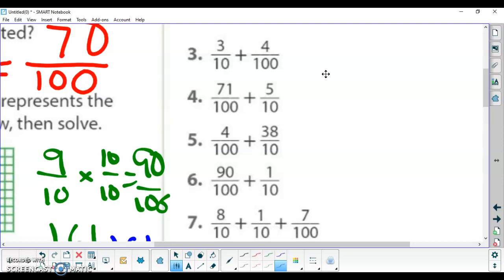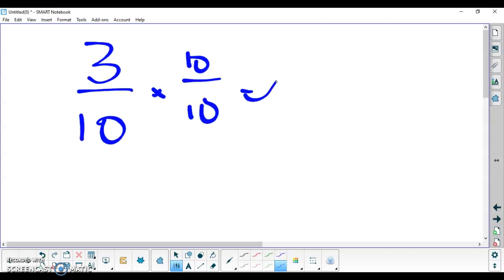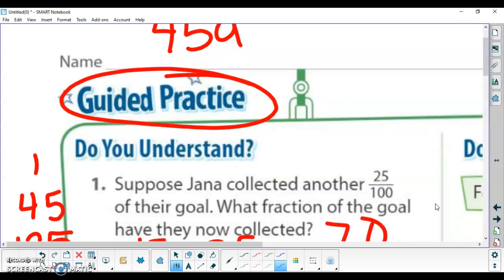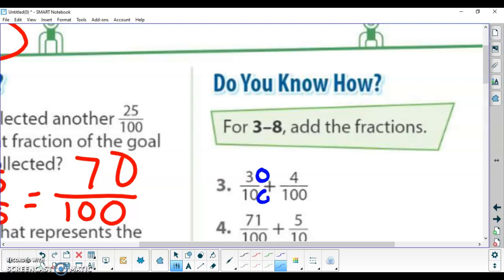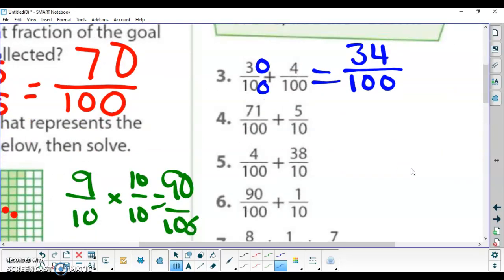All right, so 3/10 plus 4/100ths. Can I do that? No. I need to change 3/10 into hundredths. So 3/10 times 10 is 30/100ths. Keep my denominator the same. What is 30 plus 4? 34. So it is equal to 34/100ths.